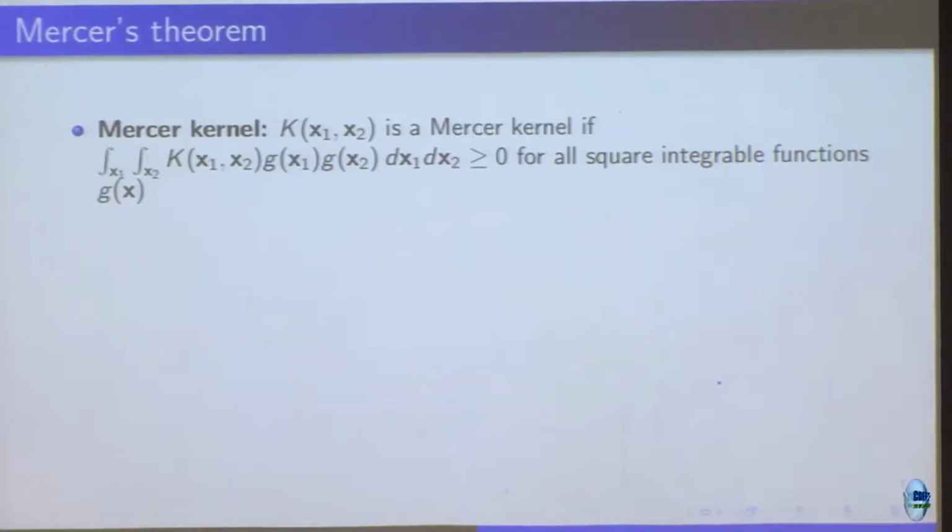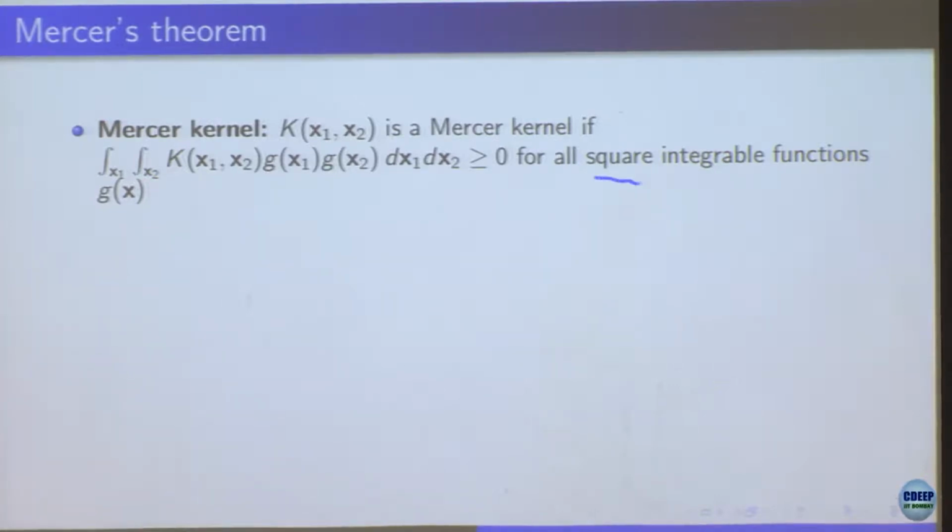So there is Mercer's theorem, and this is actually the tool you need. Everything else is to justify why this theorem is here. So K(x1, x2) is a Mercer kernel, meaning it has an eigenfunction decomposition, if the integral of K(x1, x2) g(x1) g(x2), for all square integrable functions g(x), is always greater than or equal to 0.